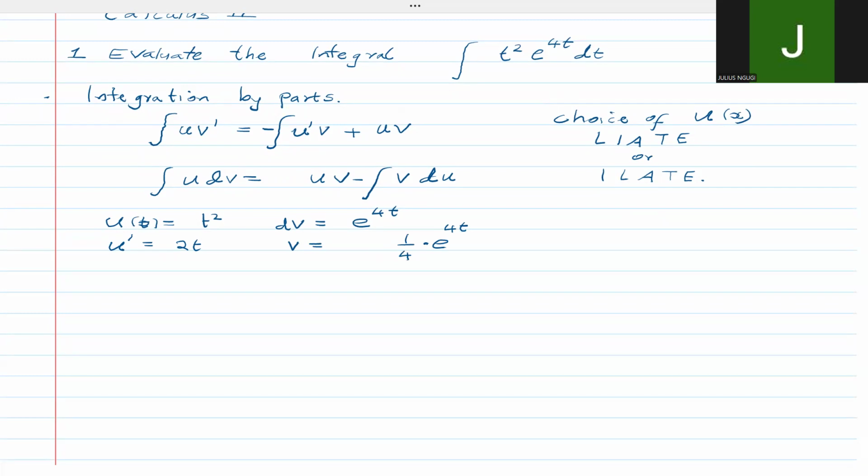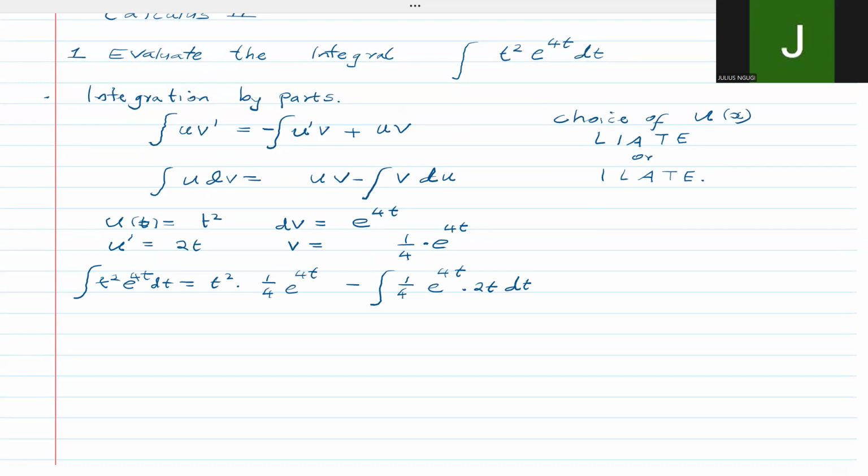That's 1 over 4. So rearranging this, you get that the integral of t squared e to the power 4t with respect to t is equal to u, which is t squared, multiplied by v, which is 1 over 4 e to the power 4t. Then you minus the integral of v du. And the v is now 1 over 4 e to the power 4t, and the du, or u prime, is 2t dt.